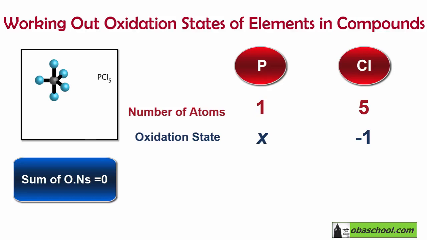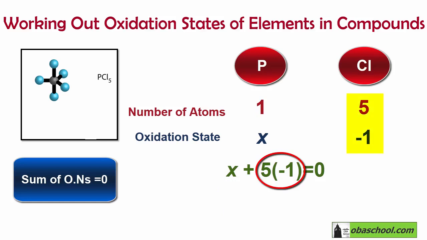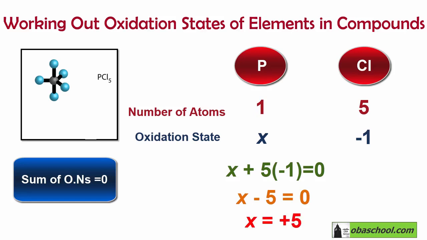Let X be the oxidation number of phosphorus, which we need to find. Back to the rules, the sum of the oxidation numbers of all elements in a neutral compound will be equal to 0, and thus X plus 5 times -1 is equal to 0. X is the oxidation number of phosphorus, and 5 times -1 is the total of the oxidation numbers of chlorine: we have 5 chlorine atoms and each of them has an oxidation number of -1. So X minus 5 is equal to 0, and thus X is equal to 5. So the oxidation number of phosphorus in phosphorus pentachloride is equal to +5.